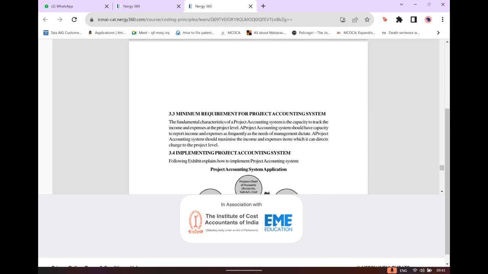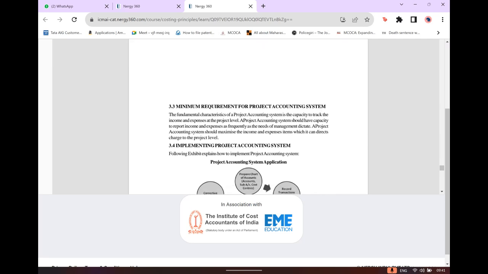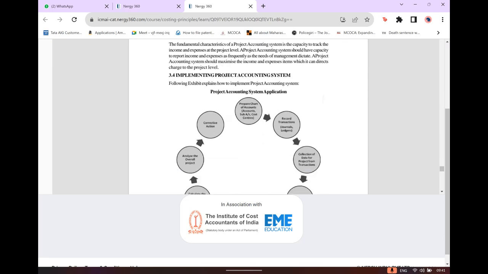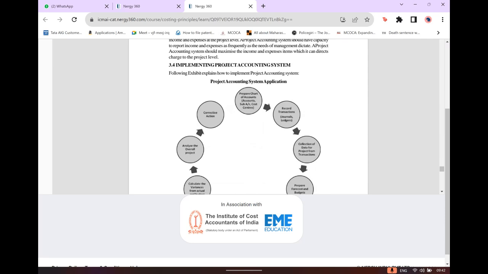It should also maximize the income and minimize the expenditure, and it can see what is directly chargeable to the project or which can be allocated. So that is what.